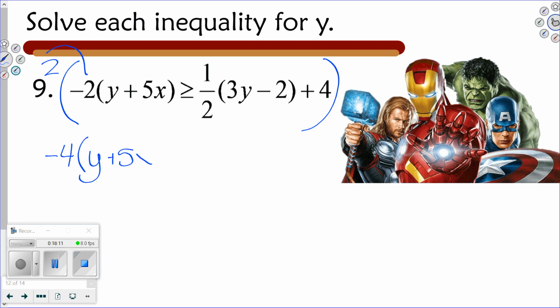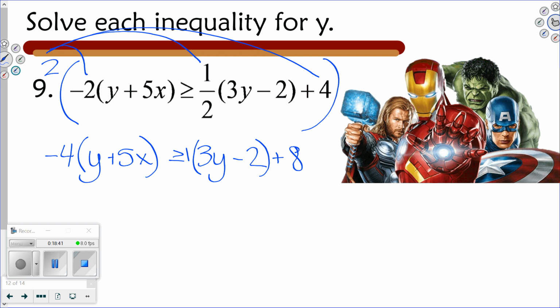Y plus 5x greater than or equal. All right, so that's 2 divided by 2 times 1. It's 1, so I don't really have to write it. So I have 3y minus 2. Good, and then plus 8. Biggest mistake students make is they just forget to multiply everything. So remember what the analogy was I gave you? Technically, we had a 1 in front of it, but then multiplying by 1, I don't really change anything. So I was just being a lazy mathematician and not writing it.